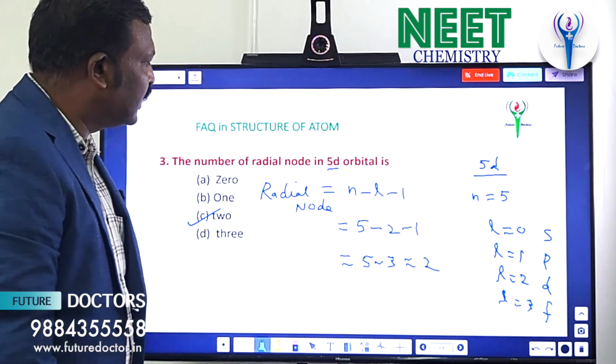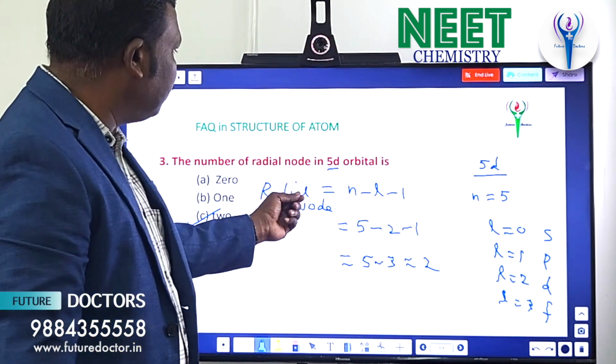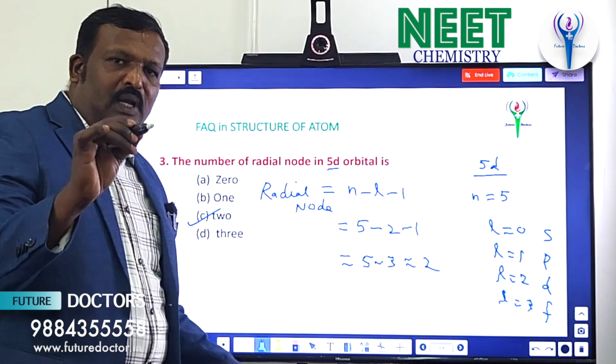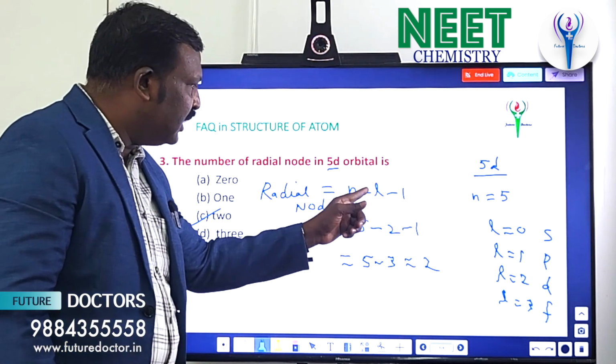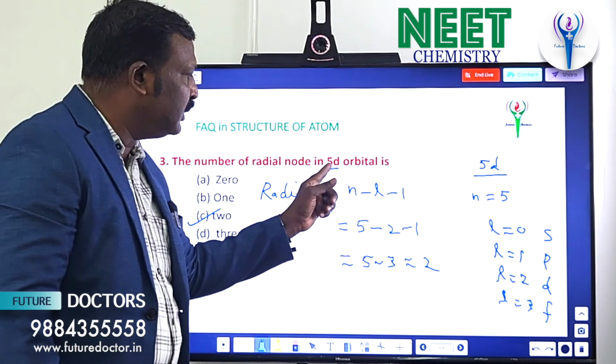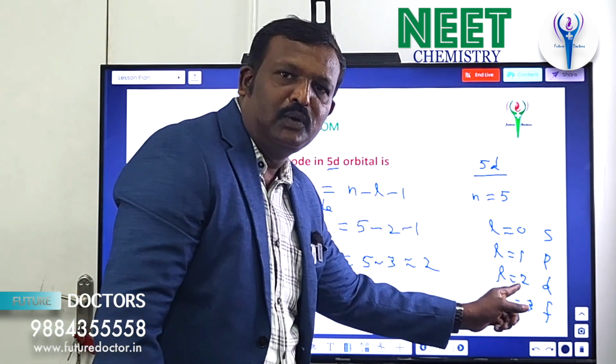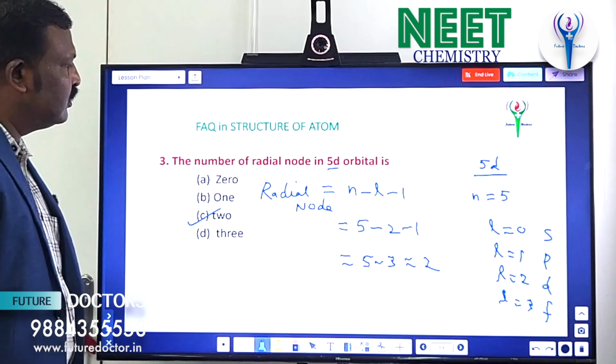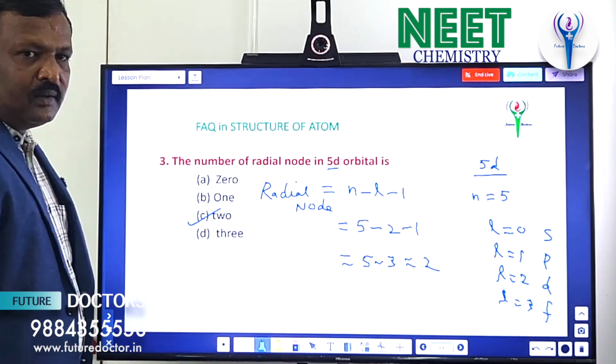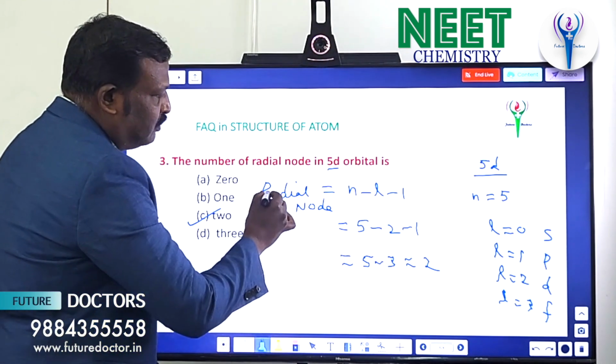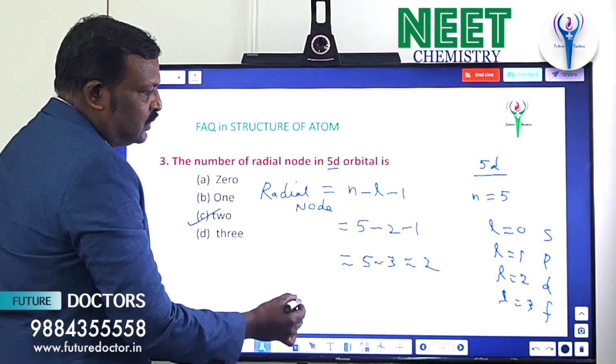Are you following? Okay, simple one. You just memorize the formula for radial node. Understood? Sometimes they'll ask about angular node. Angular node means only the l value. What's the l value for this 5d orbital? For d orbitals it is 2, that is the answer. Understood? Okay. Are you following? Can we go to the next one? Just memorize the formula. It will be easy to solve the sum.